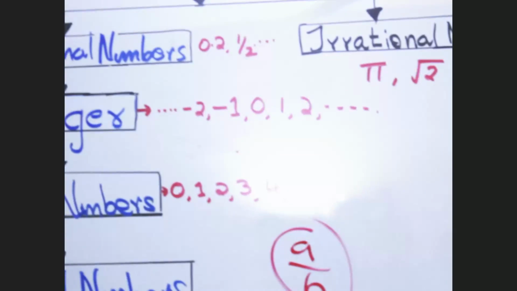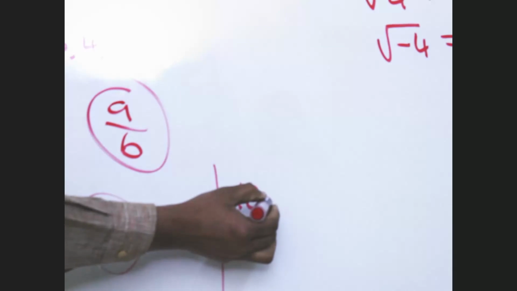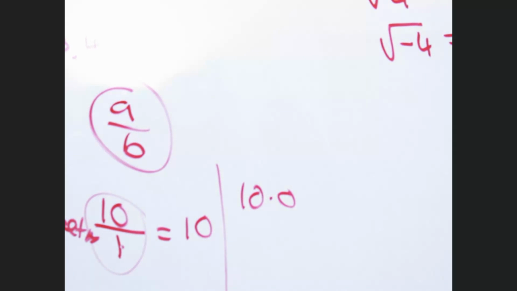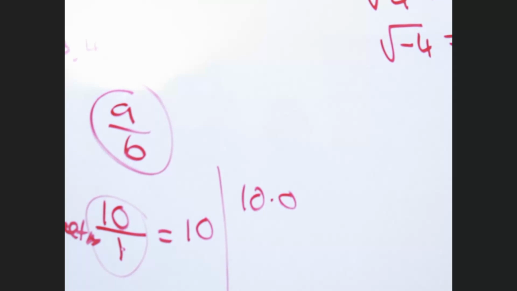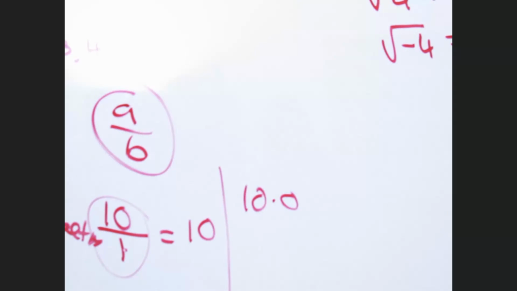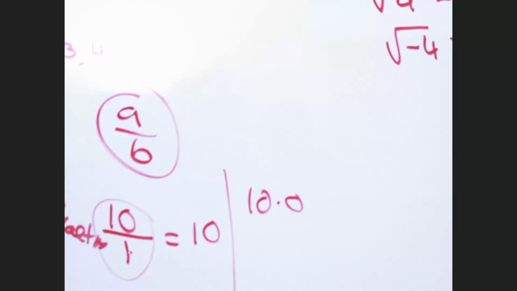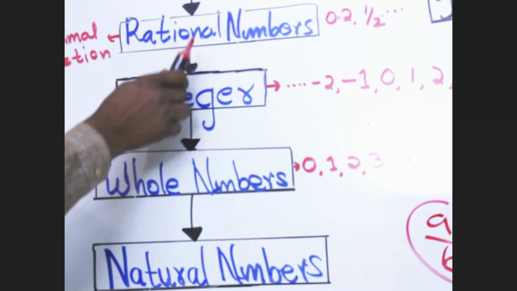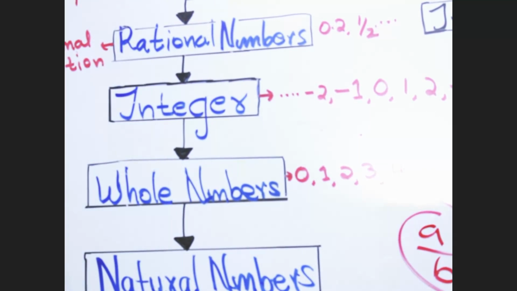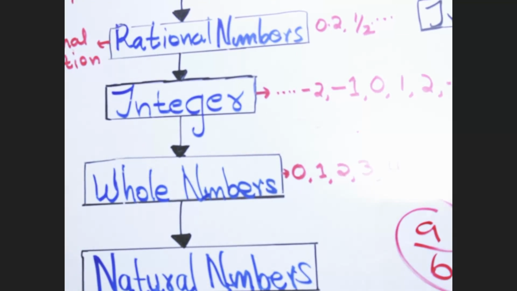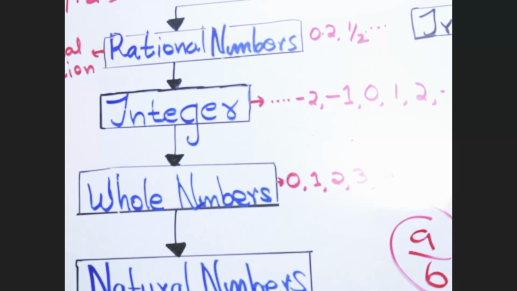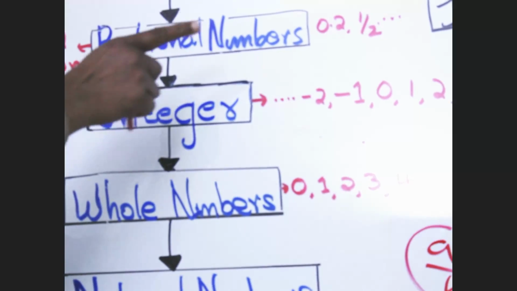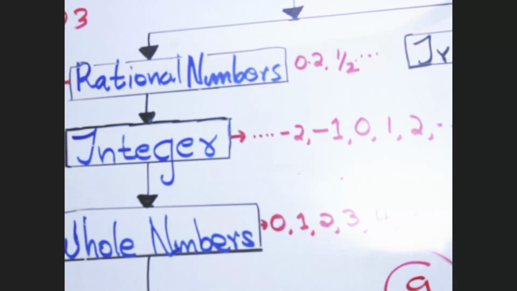Otherwise we can write it like this: 10.0. 10.0 is now a decimal, so that is included in rational numbers, which means all the natural numbers, whole numbers, integers, all these categories are subgroups or subsets of rational numbers. So the rational number category includes all the numbers excluding irrational numbers.